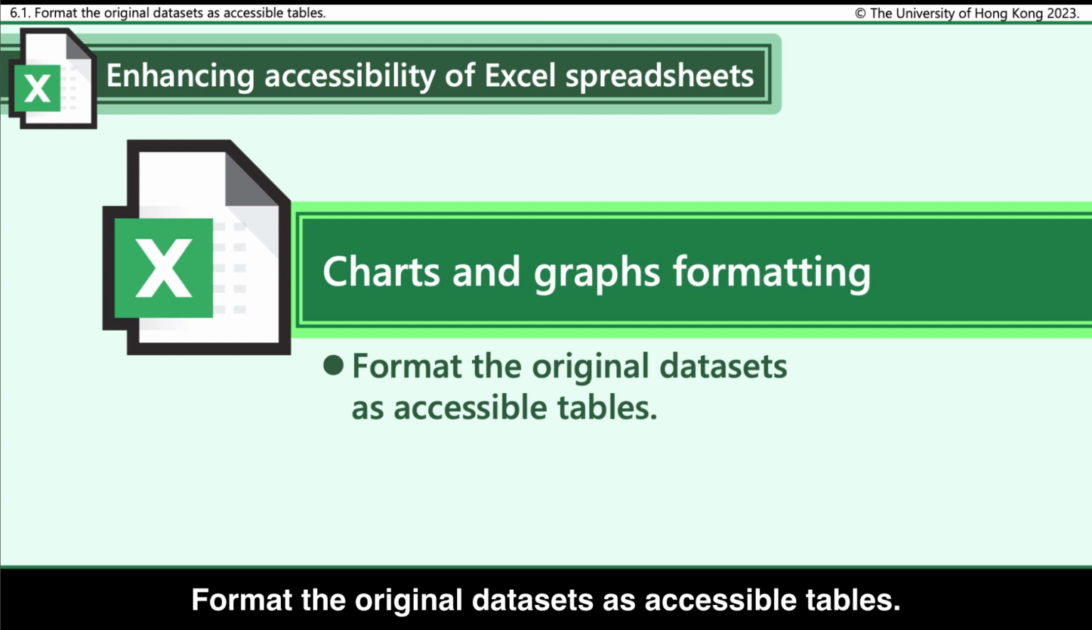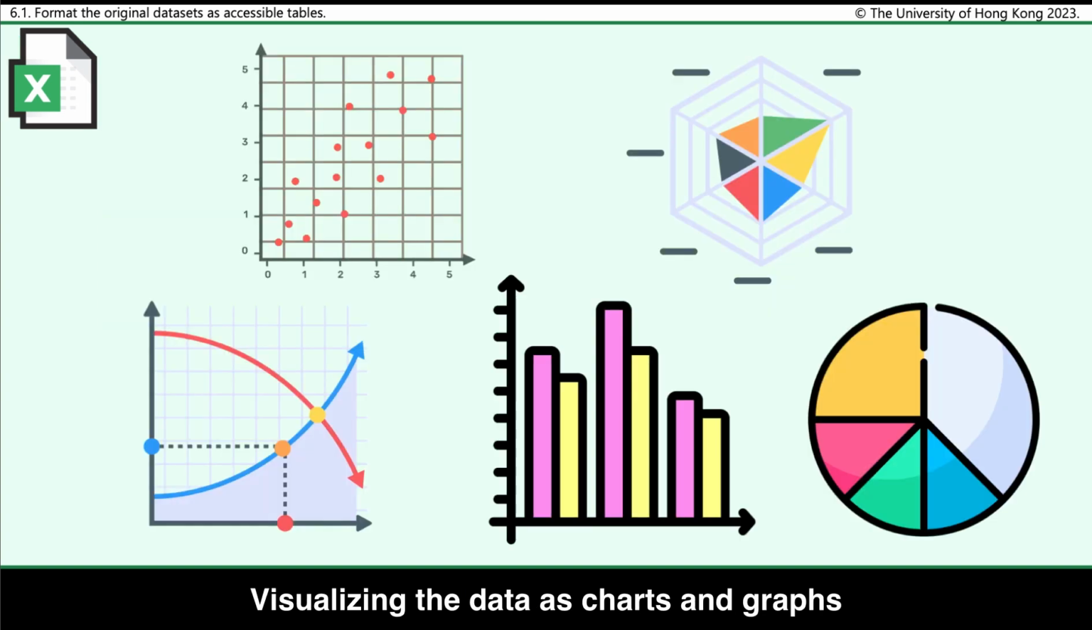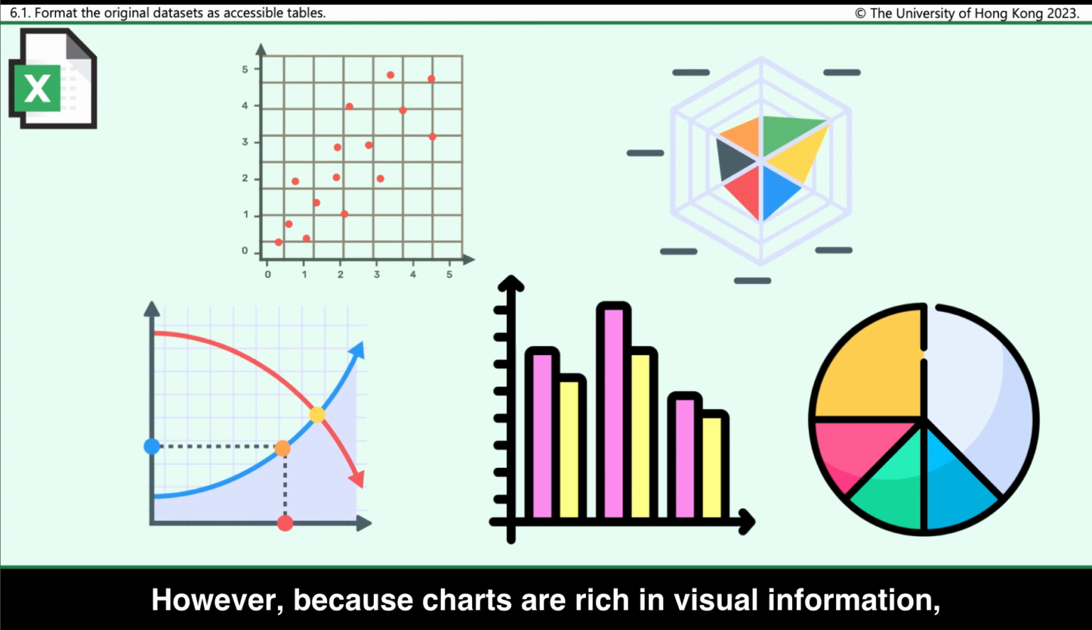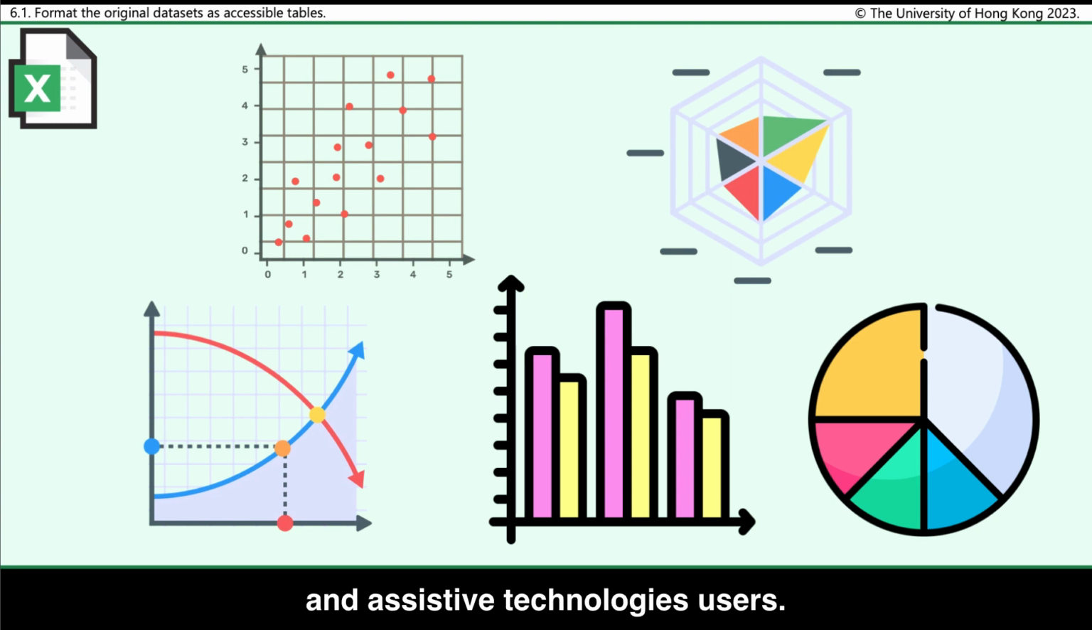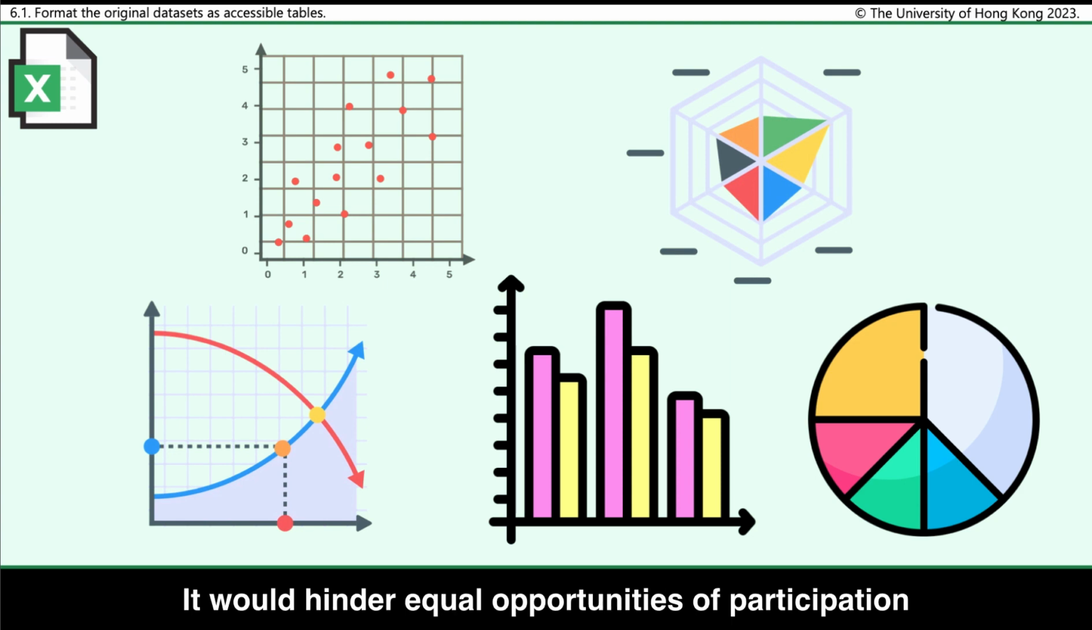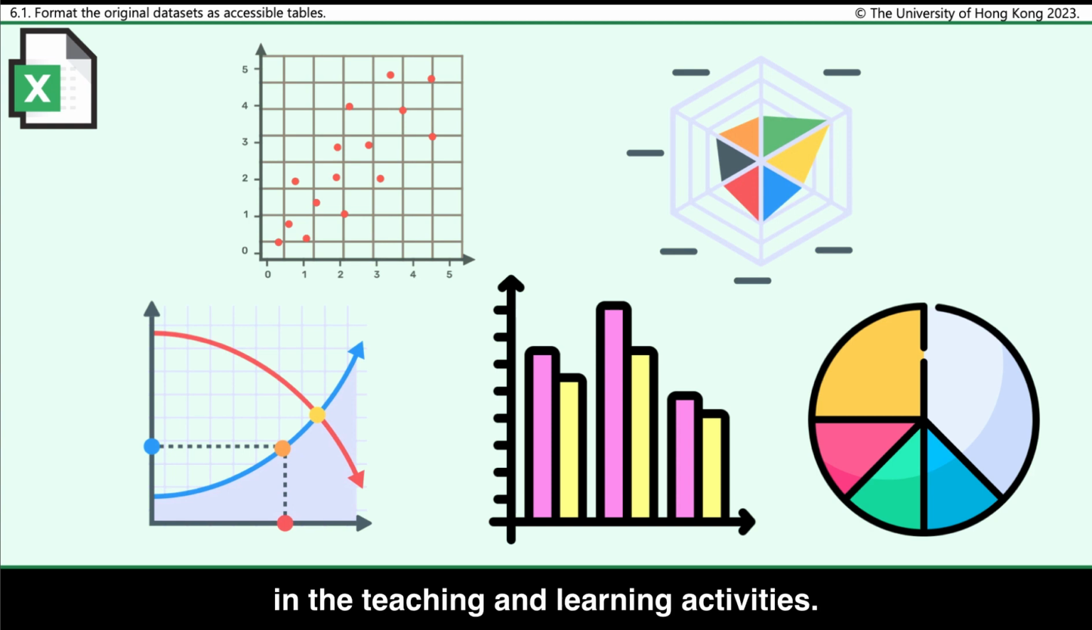Format the original datasets as accessible tables. Visualizing the data as charts and graphs would help some users to understand the data. However, because charts are rich in visual information, they would inherently present accessibility barriers to some users, such as users with visual impairment and assistive technologies users. It would hinder equal opportunities of participation in the teaching and learning activities.